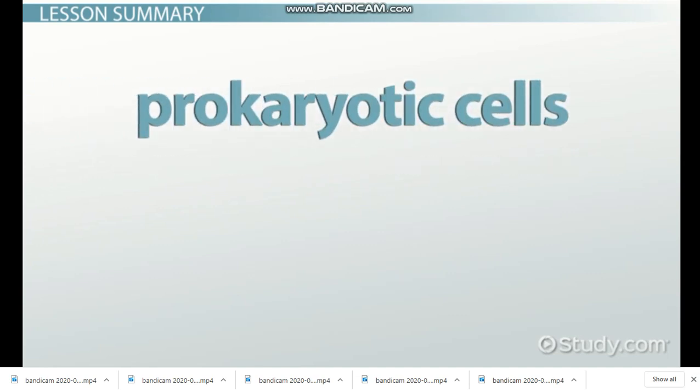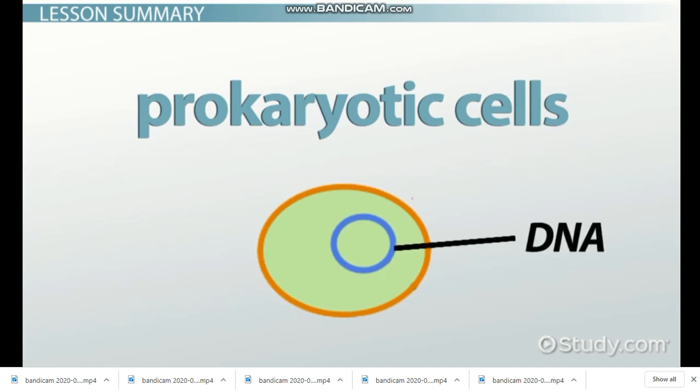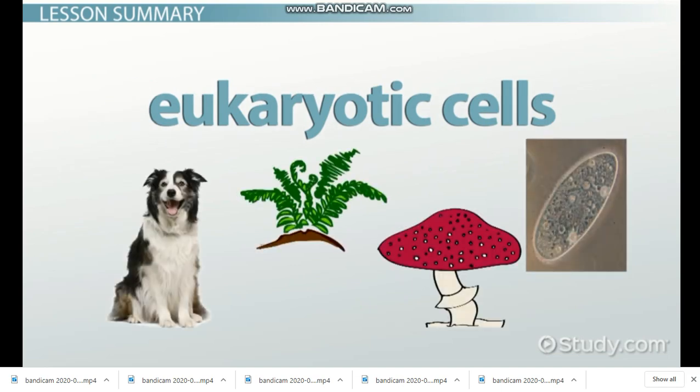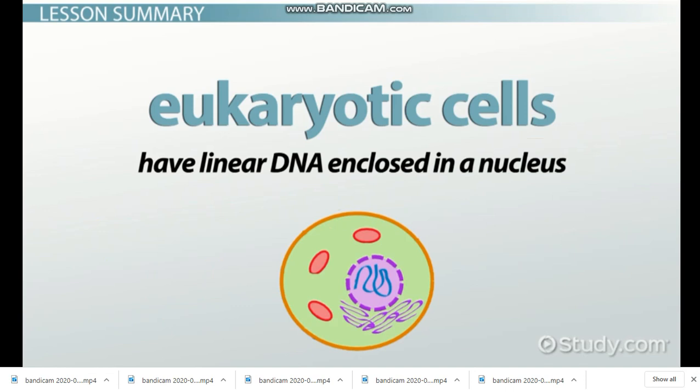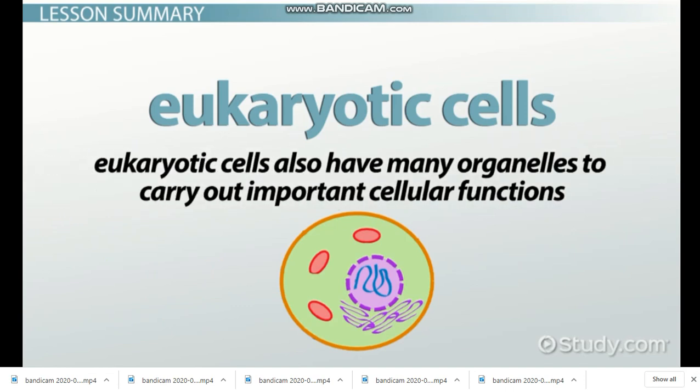Prokaryotic cells, like bacteria, do not have a nucleus or membrane-bound organelles. Their DNA is circular. Eukaryotic cells include those found in plants, animals, fungi, and protists. These cells have linear DNA enclosed in a nucleus. Eukaryotic cells also have many organelles to carry out important cellular functions.